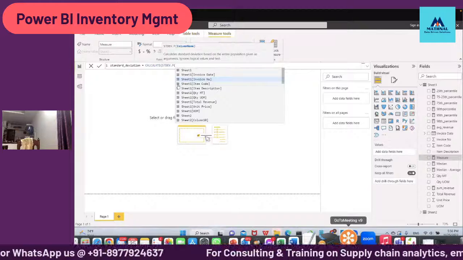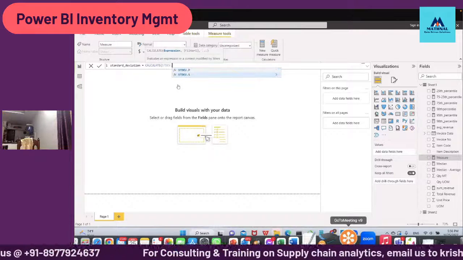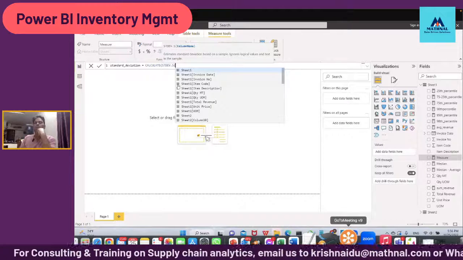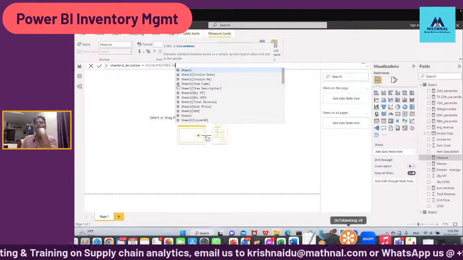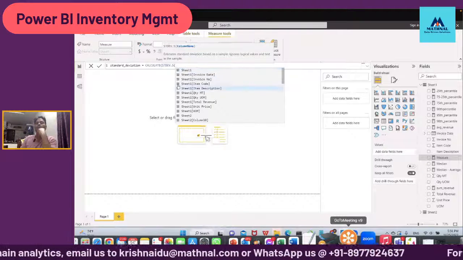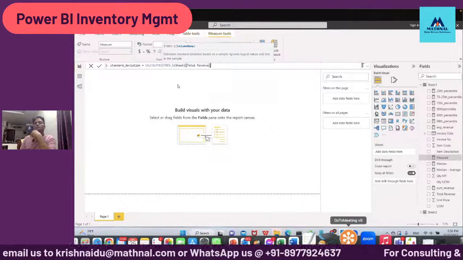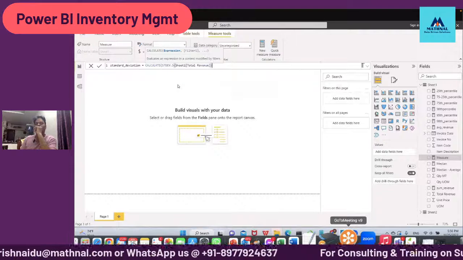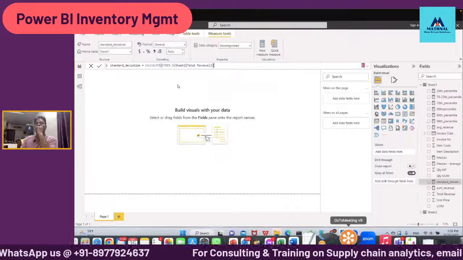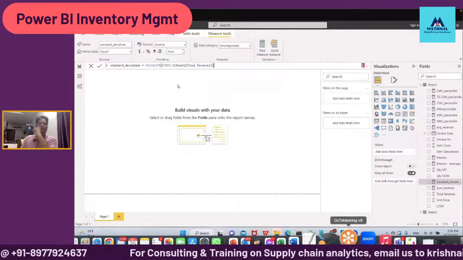This is STDEV.S, not F. We have to find the total standard deviation of the revenue, total revenue, sheet 1 total revenue. Run. Done.